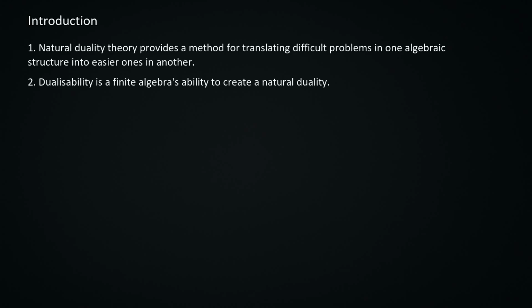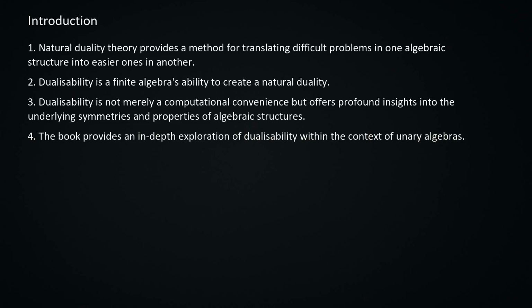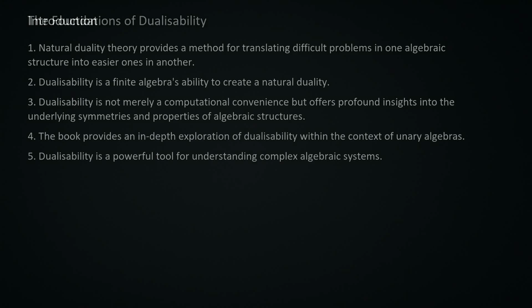The text under discussion delves deeply into this area, focusing on the concept of dualisability, specifically within the context of Unary Algebras. Dualisability, in essence, refers to a finite algebra's ability to create a natural duality. This property is not only a theoretical curiosity, but also a powerful tool for understanding complex algebraic systems. The book provides an in-depth exploration of this topic, highlighting both its theoretical underpinnings and practical application.